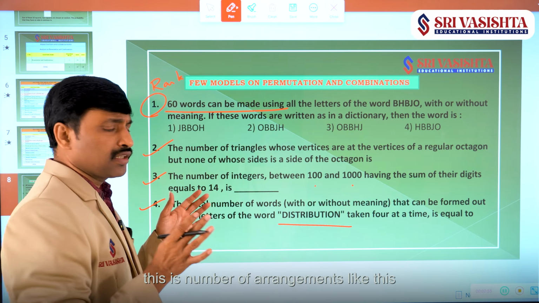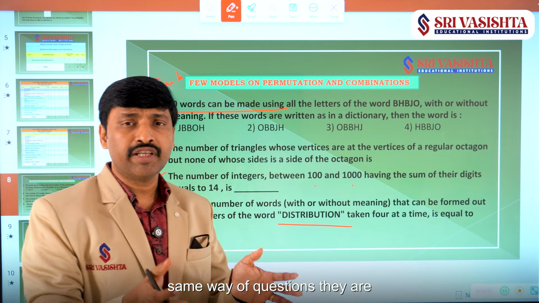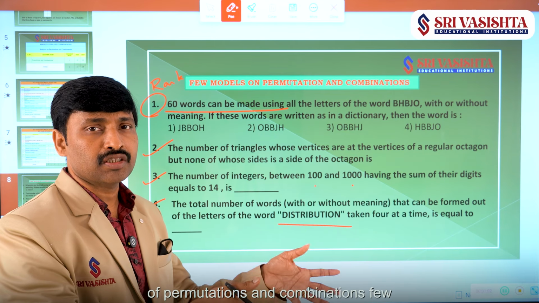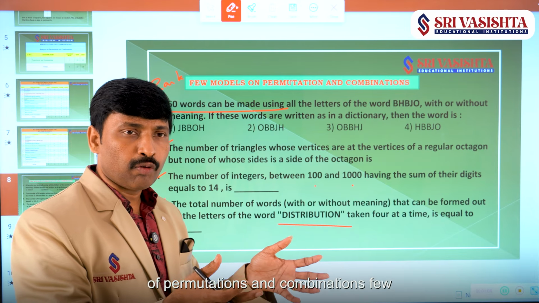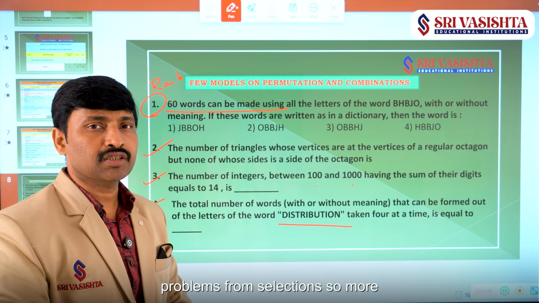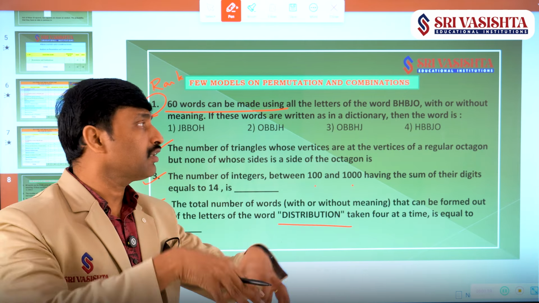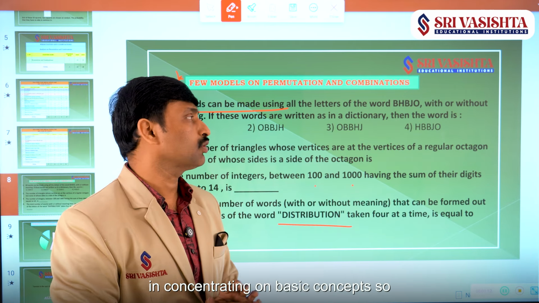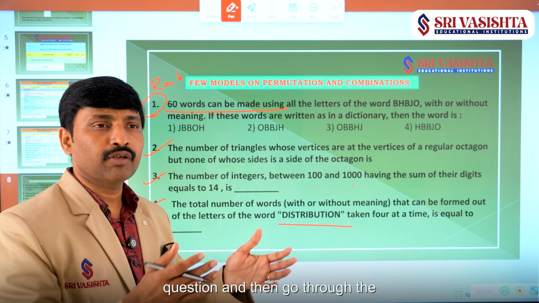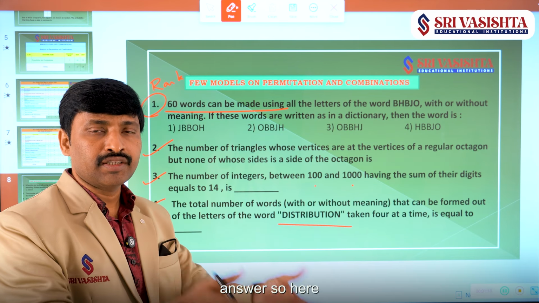Like this, the same kind of questions they are asking in JEE Mains, from the basics of permutations and combinations: a few problems from arrangements, a few problems from selections. They are concentrating more on basic concepts. So just read the question very well and then go through the answer.